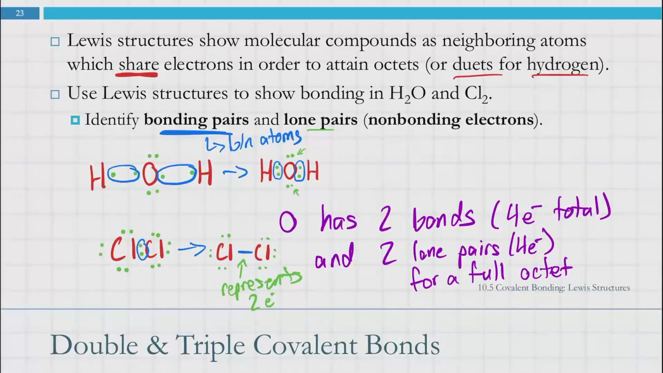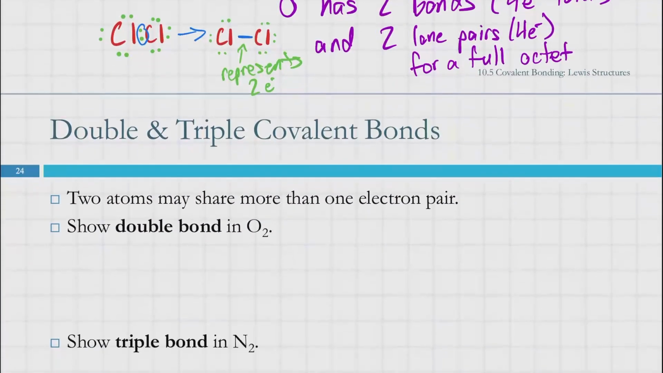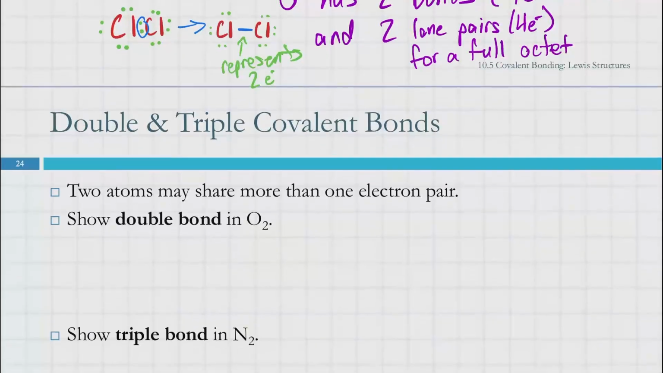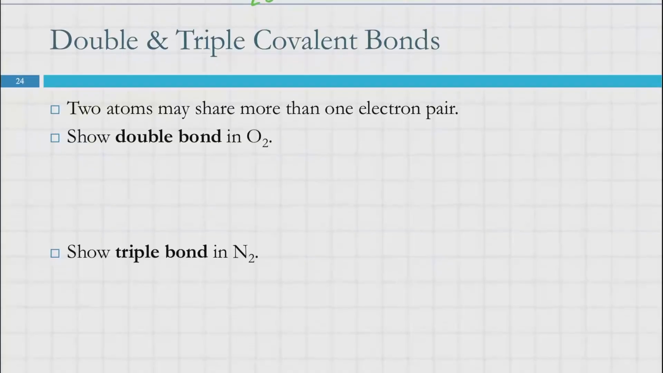If you want a review, or if you never learned Lewis structures and you'd like a more in-depth review, I've got videos in my Chem 20 series for Lewis structures, from the ground up. Some of it will be review. 2 atoms can also share more than 1 electron pair. So for example, we can have a double bond in O2.